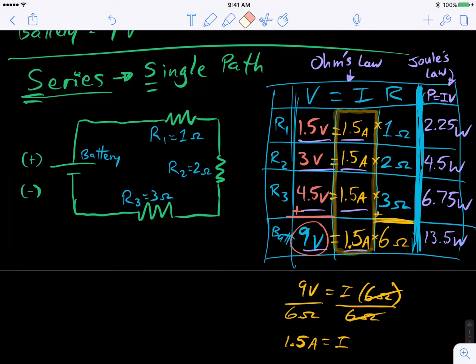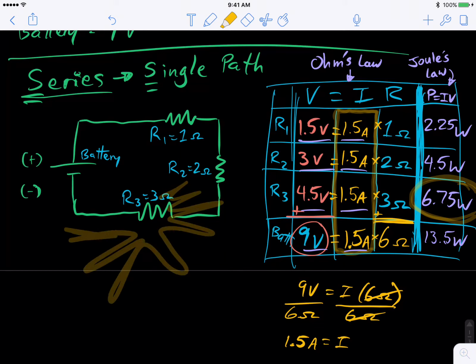Now, which light bulb would be the brightest? And let's kind of just color it here on the actual circuit. I'm just going to color it with a highlighter and make it brighter if it would be brighter. So here we have 6.75 watts for R3, so it would be the brightest.